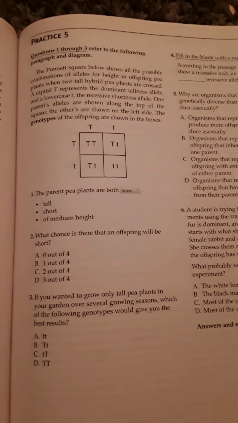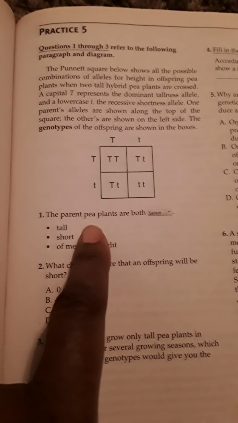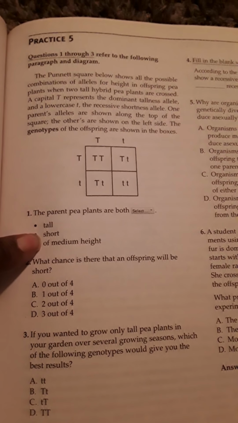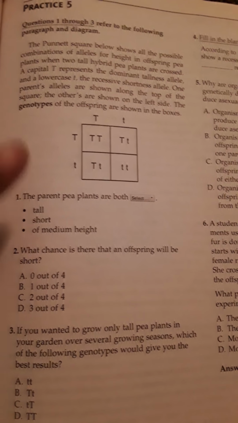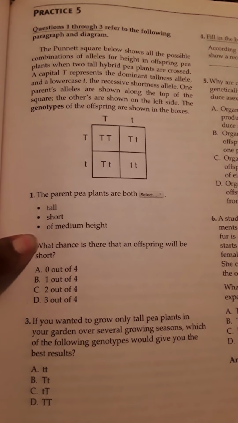I don't want to do them all. I just want us to look at some of them just to see if you caught or understood what was going on. Remember what we've been talking about in class. We want to take the time to read the question. And this one says, the parent pea plants are both. And again, we want to take the time to read over the answers before we get into the information so we have a clear-cut idea of what we should be looking for and focusing on. So our possible answers are tall, short, or of medium height.